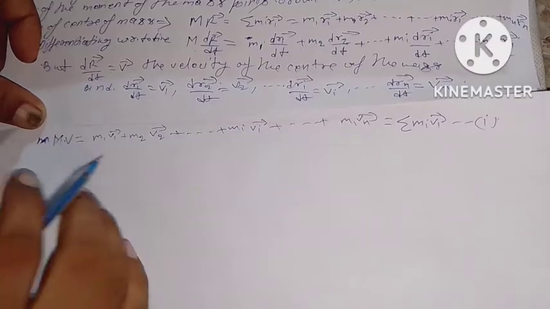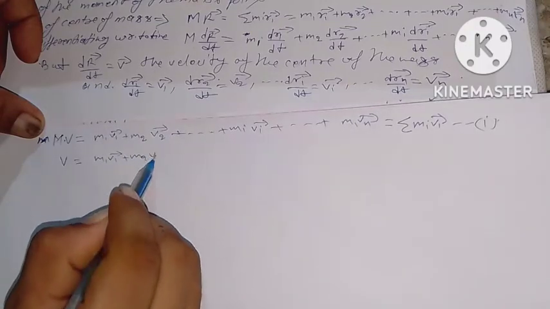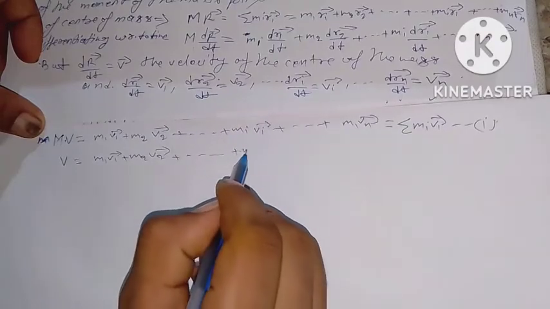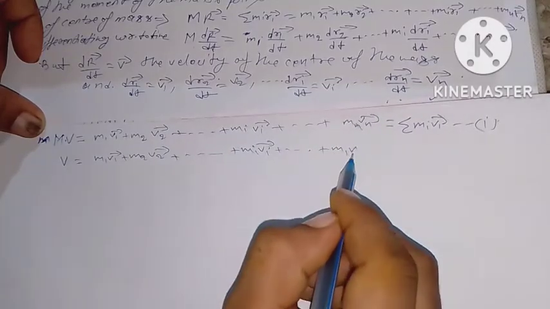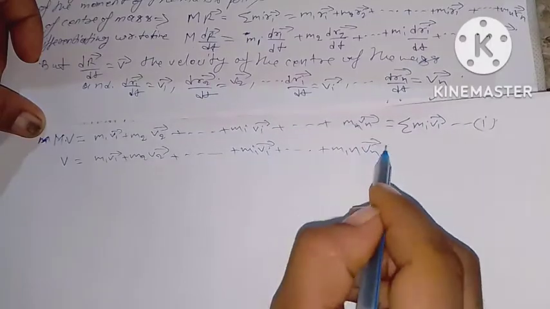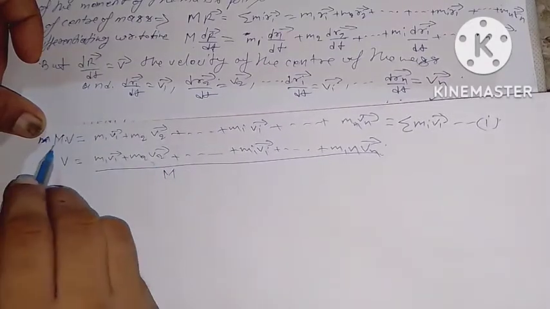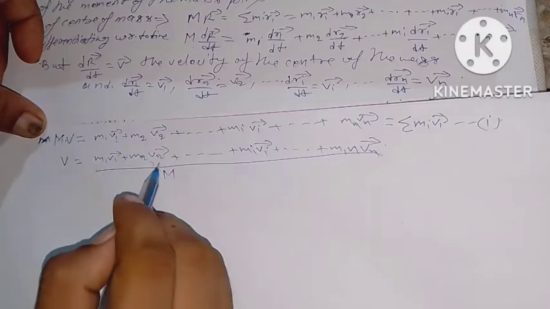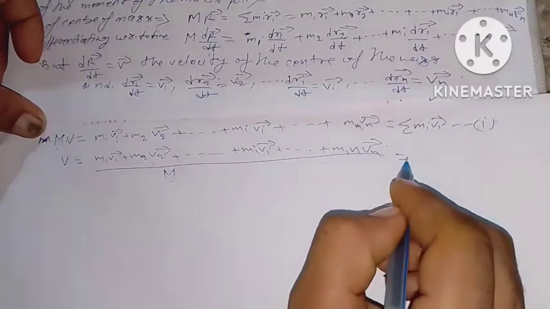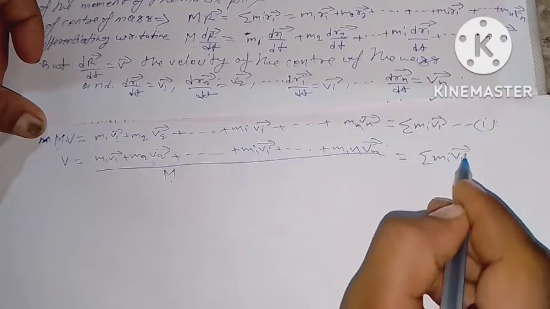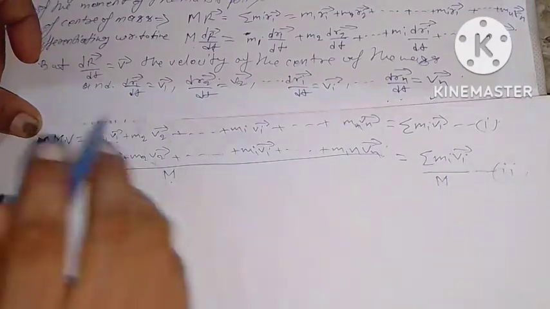The velocity of center of mass is given by capital V equal to m1 v1 vector plus m2 v2 vector plus ... plus mi vi vector plus ... plus mn vn vector, whole upon capital M. Dividing both sides by capital M, the capital M cancels out, so this value changes into sigma mi vi vector upon capital M. This is equation number 2.